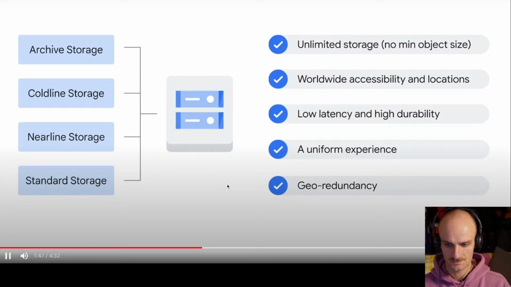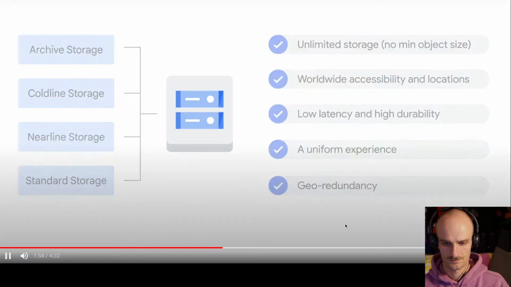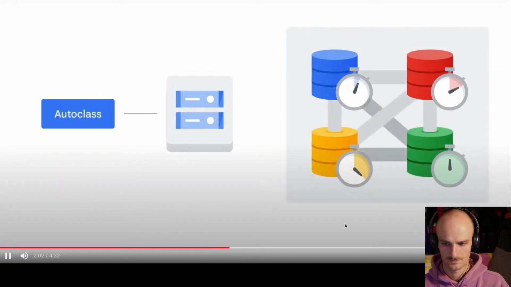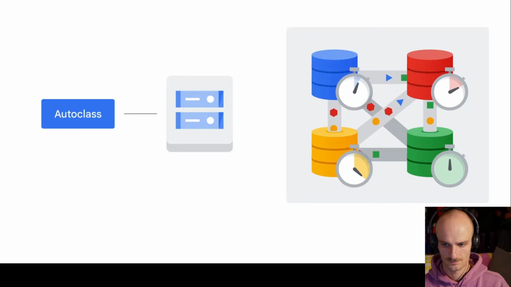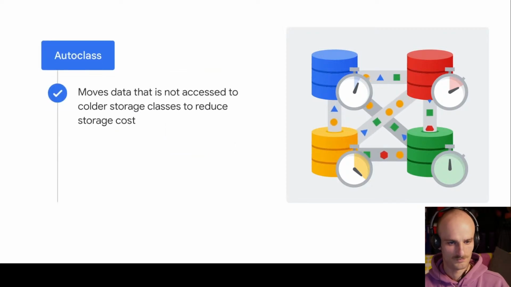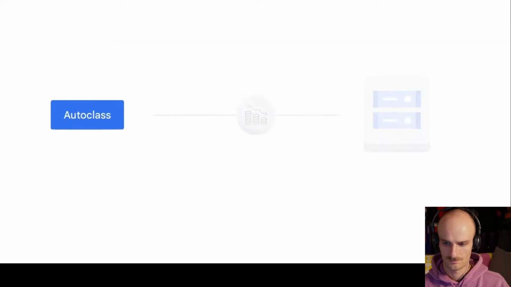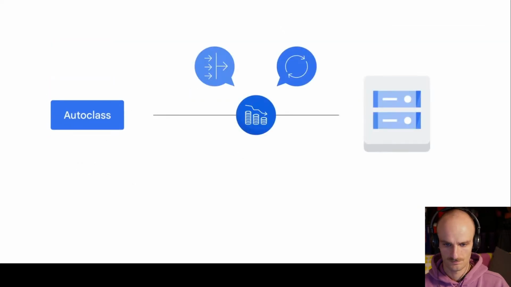This means placing physical servers in geographically diverse data centers to protect against catastrophic events and natural disasters, and load balancing traffic for optimal performance. Cloud storage also provides a feature called AutoClass, which automatically transitions objects to appropriate storage classes based on each object's access pattern. The feature moves data that is not accessed to colder storage classes to reduce storage costs and moves data that is accessed to standard storage to optimize future accesses. AutoClass simplifies and automates cost saving for your cloud storage data.